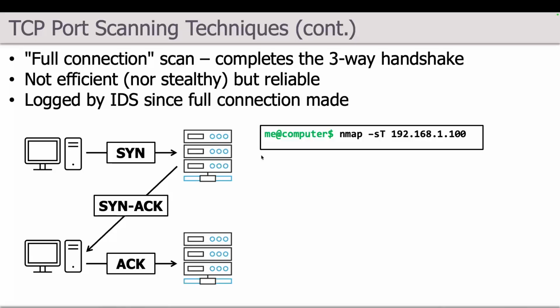You don't need to be able to create a custom packet to do this. You don't have to have superuser permissions on the machine you're on to send a full connection scan, because it is the default per-spec way of creating a TCP connection to another device. It's going to be relatively slow.